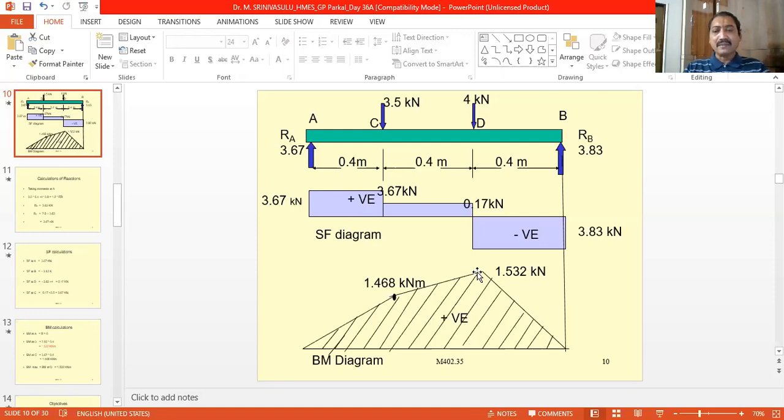So this is the problem on simply supported beams with point loads. In this way we can solve any problem on a simply supported beam with point loads. Now we will stop our lesson at this point, and the remaining, that is the UDL with simply supported beam, will be taken in the next class.